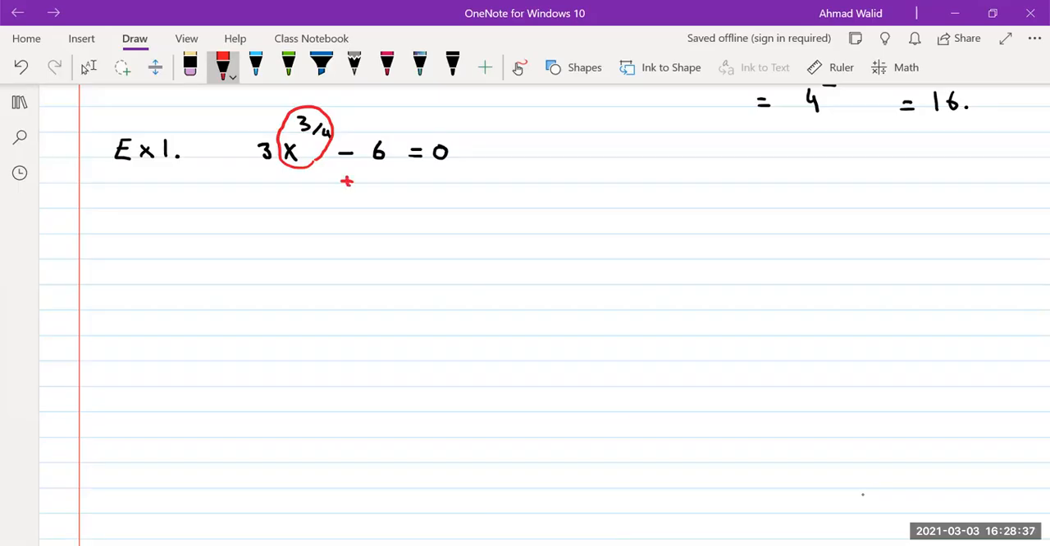I will add 6 to both sides, correct? 6 cancels out with 6, then 3x to the power of 3/4 equals 6. Second step, I have to get rid of this 3. Then what I do, I'll divide both sides by 3.